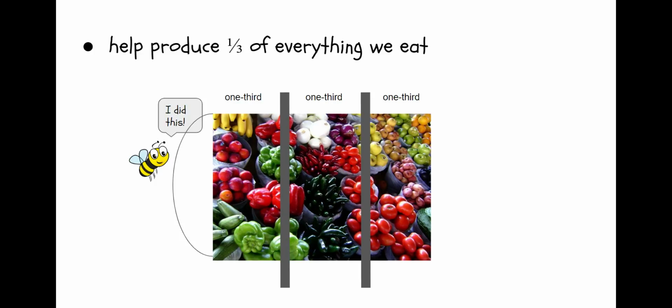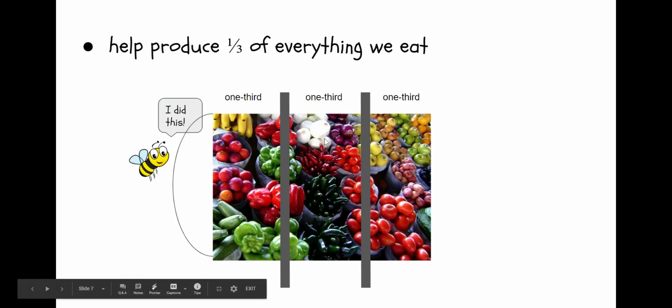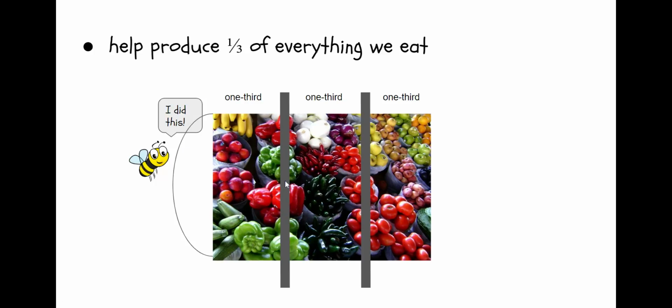One of the things that I thought was really interesting was that they help produce 1/3 of everything we eat. So the picture in my mind was all this food, and since we just did fractions, I can think about what that means. There's 1/3, 1/3, and 1/3. And the bees produce 1/3 of everything we eat. It's pretty cool.